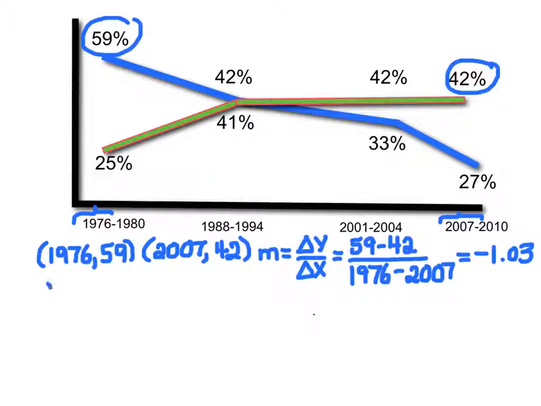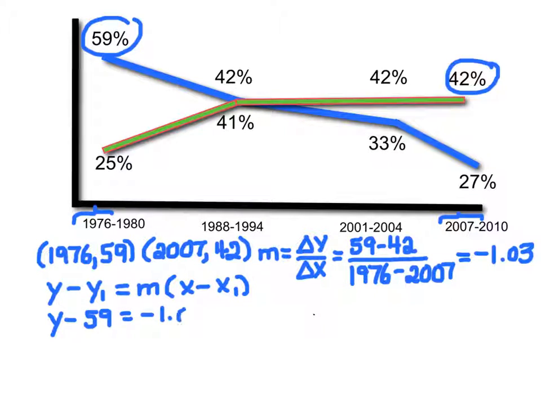And in her next step, Jacqueline was correct when she used point-slope form. y minus a y value from our point is equal to the slope times x minus the x value from our point. So we need to replace y1 and x1 with one of our points, and Jacqueline used (1976, 59). Then we replace m with our slope, which is negative 1.03. So it would be y minus 59 is equal to negative 1.03 times x minus 1976. From this point, let's change the subtraction to add the opposite. So that's y plus negative 59, and x plus negative 1976.